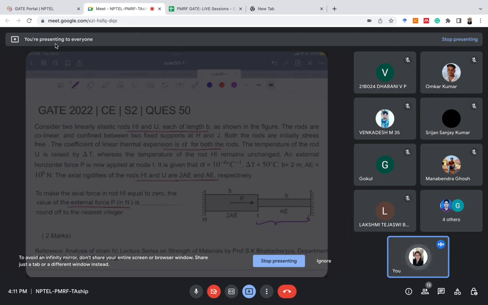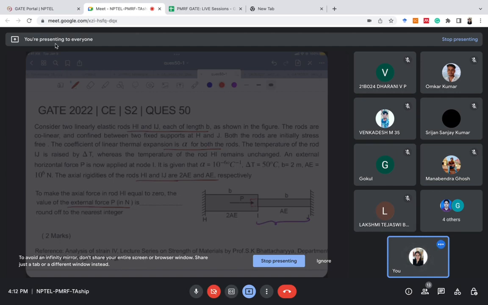Whenever the temperature of something or some element is increased, there is an increase in the length of that part. So when the temperature of bar ij is increased, it is expected that it will elongate a bit, right? I hope everyone agrees. Whenever the temperature of this bar ij increases, it will elongate a bit.